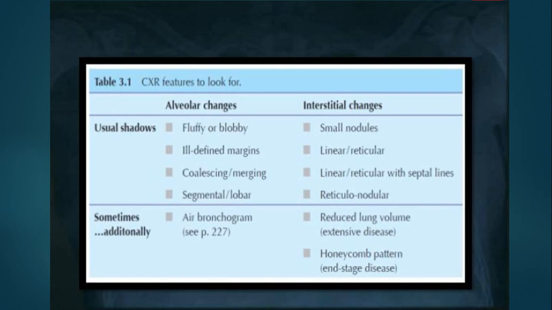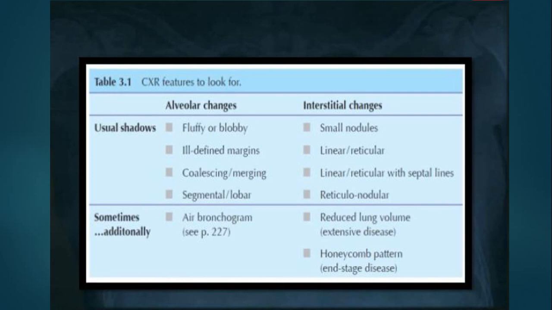In the airspace disease, the disease that puts something inside the alveoli, it will appear as fluffy or blobby, like a fluffy appearance. While in the interstitial diseases, it's mostly in the form of small nodules. Usually, the airspace disease has ill-defined margins, while the interstitial pattern is usually presented as a linear or reticular pattern. You see lines or a reticular pattern. This indicates interstitial lung disease.